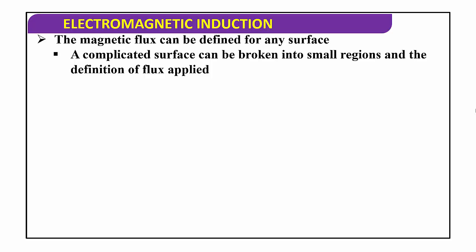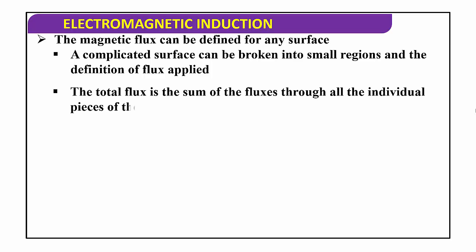Yes, observe these points. The magnetic flux can be defined for any surface. You can consider any type of surface. If the surface is complicated, that complicated surface can be broken into small regions and the definition of flux applied. Remember, magnetic flux can be applied to any type of surface, but if it is complicated, you can break it into small pieces and then apply the definition of magnetic flux.